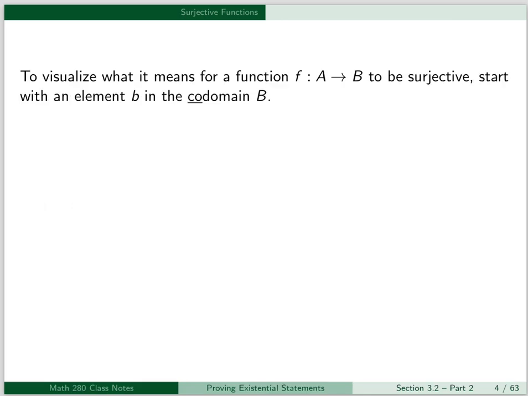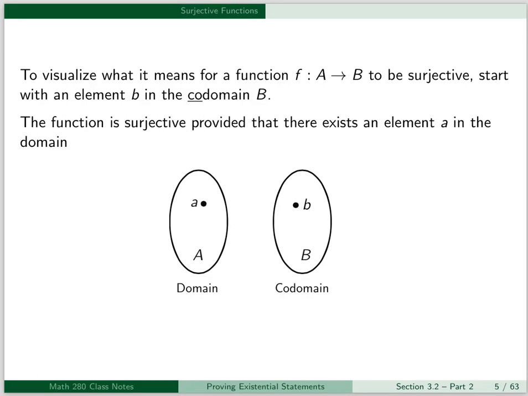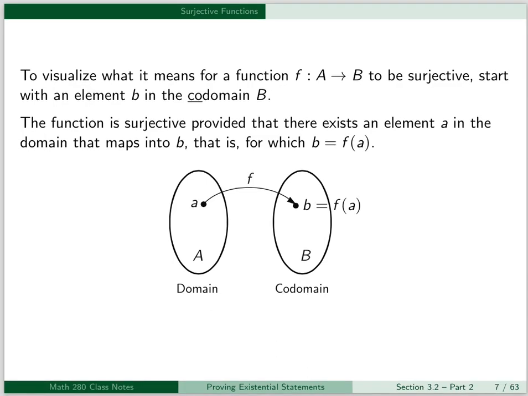To visualize what it means for a function f from A to B to be surjective, let's start with an element b in the codomain B. The function is surjective provided that there exists an element a in the domain that maps into b. That is, for which b is equal to f of a.